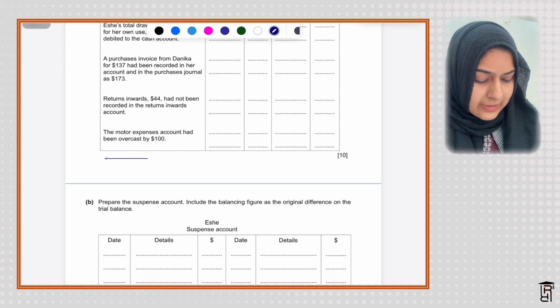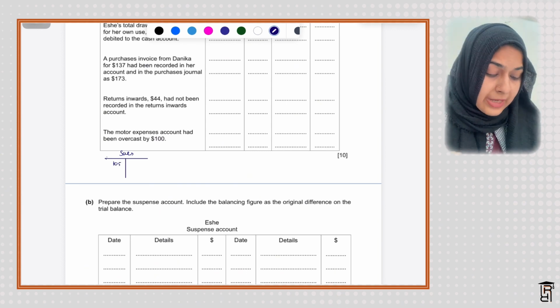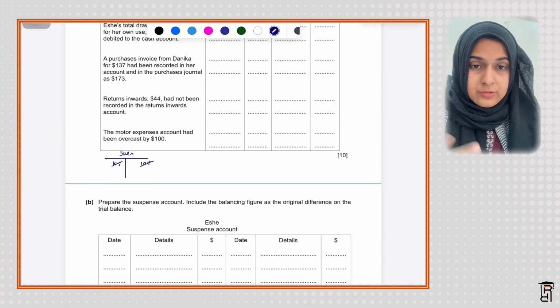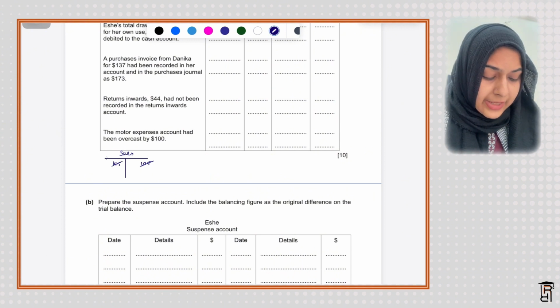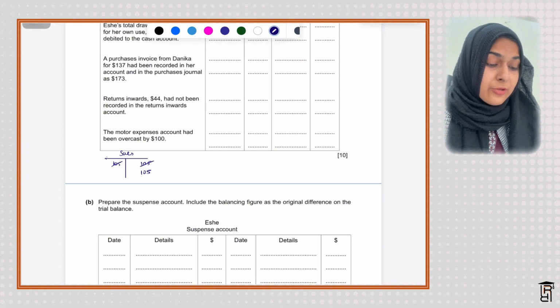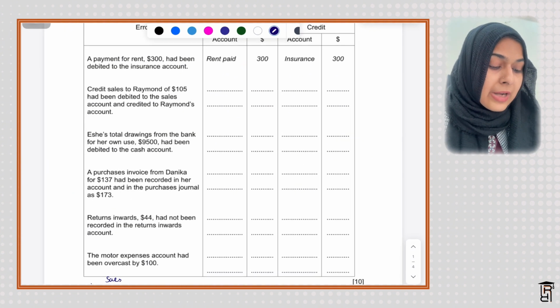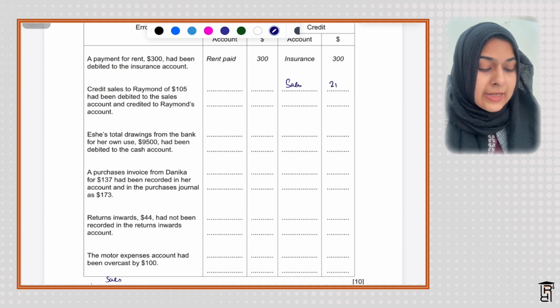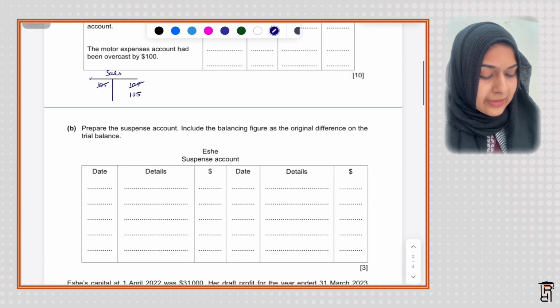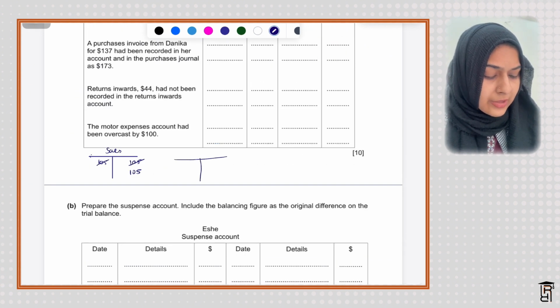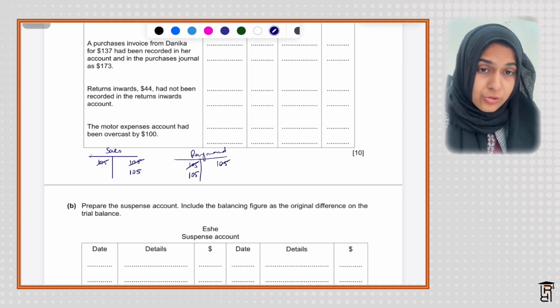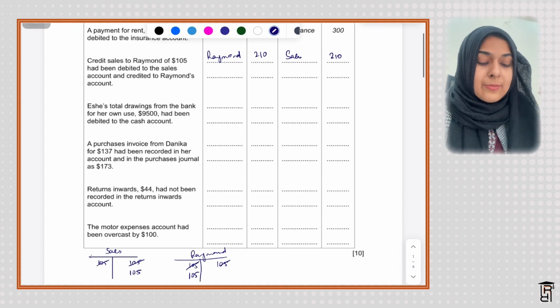So if I put this in the sales account, they have actually debited 105. You credit once to remove the effect of the error, and then you credit again so that you show sales of 105 in the sales account. So now you credit sales by 210 and debit Raymond's account by 210. The same goes for Raymond. In Raymond's account, they have recorded this on the credit side, 105. Once you debit this, the error cancels off, and again you debit this to show it in Raymond's account. So Raymond will be debited by 210.